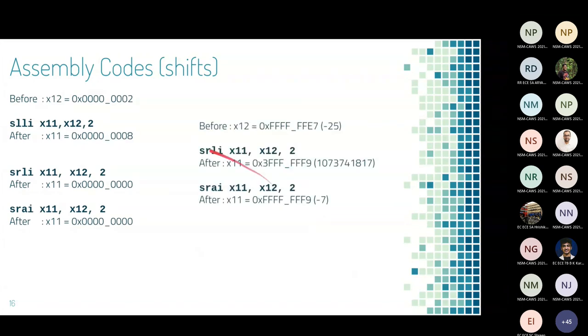So shift operations, very simple. You assume x12 is this value. If I shift left, it becomes 8. If I shift right, it becomes 0. And if I shift right arithmetic also, it becomes 0.